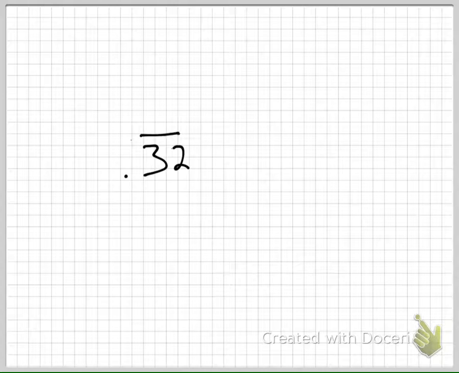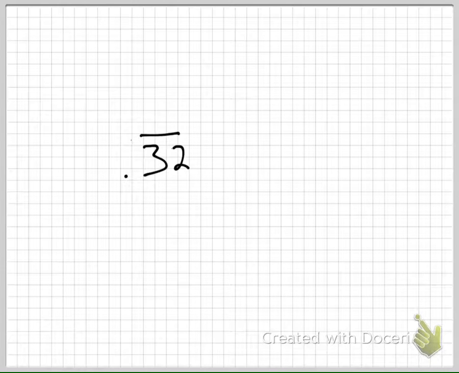0.32 with a line over both. What does 0.32 with the line over it mean? It goes 32, 32, 32, 32, 3. It goes on forever, right? Is that number rational or irrational? Irrational. It's actually rational. Let me show you why.